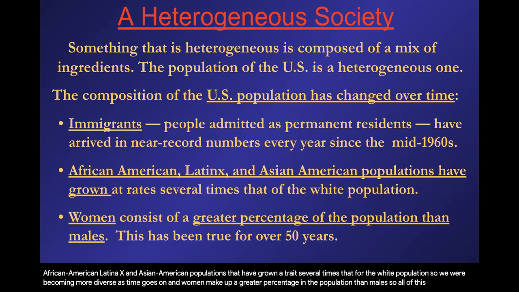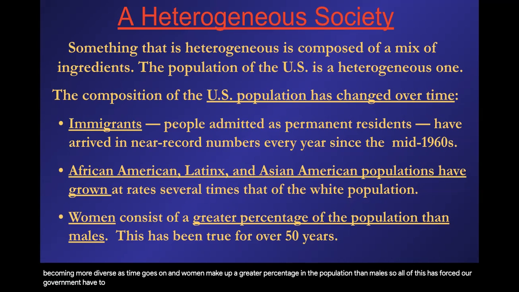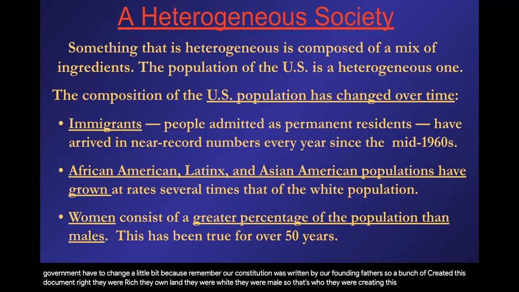So, all of this has forced our government to have to change a little bit because remember, our Constitution was written by our founding fathers. So, a bunch of privileged white men were the ones who created this document, right? They were rich, they owned land, they were white, they were male. So, that's who they were creating the society for.